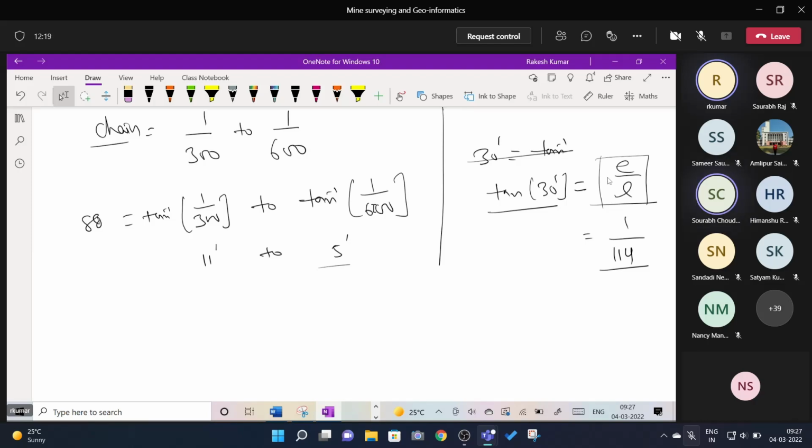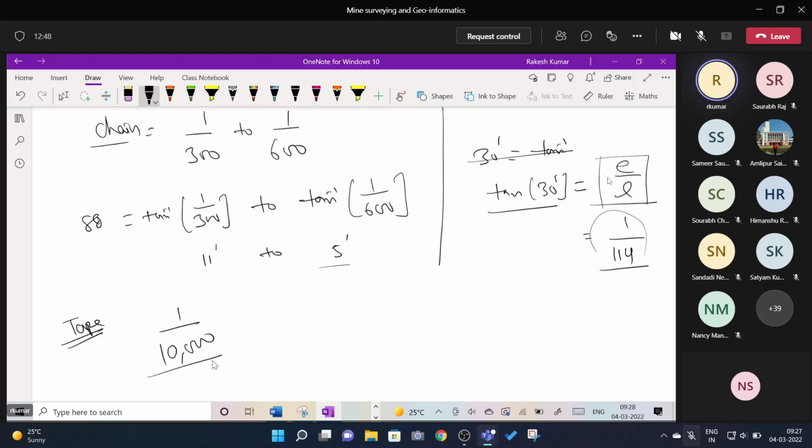Sir, for prismatic compass of 30 minutes chain, it should be 1 by 114. Okay, so that's why we are using the chain here. Now your question is that if you want to use the tape, tape has the accuracy in this range, 1 upon 10,000 range.